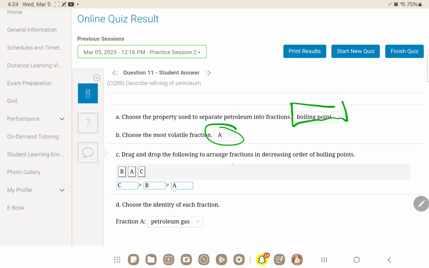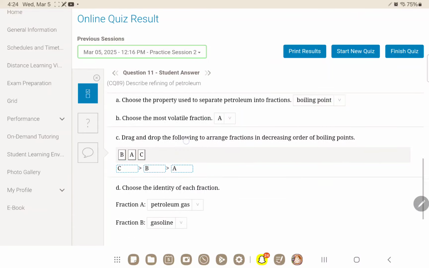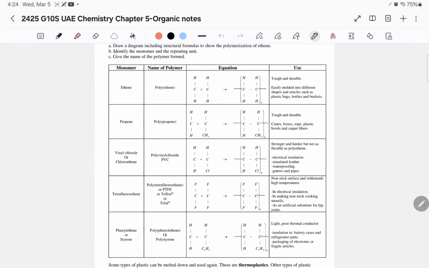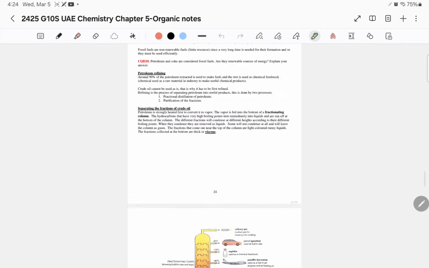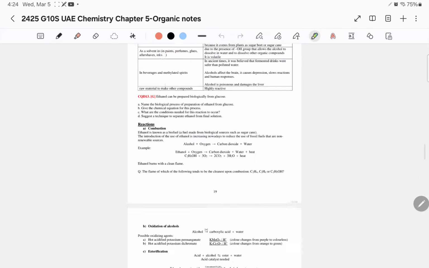Here you're rearranging fractions in decreasing order of boiling points. So the one with the highest boiling point first, then to the least. The highest boiling point is the one near the bottom, then this one's in the middle. A has the lowest boiling point. Now for this part, I'm going to go to the notes and scroll up to the fractionating column that they gave us somewhere.